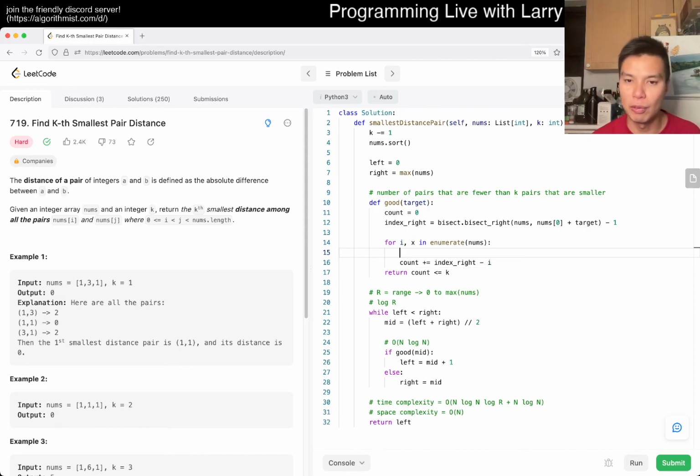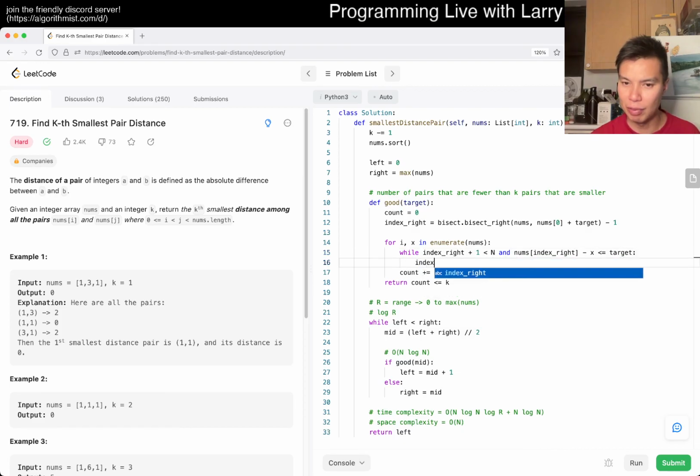what are we doing, right? So while index right plus 1 is less than n, and nums sub index right plus 1 minus x is less than or equal to target, then we increment index right by 1, right? This is actually plus 1 because we assume that the current index right is good, right? And then that's pretty much it, I think.